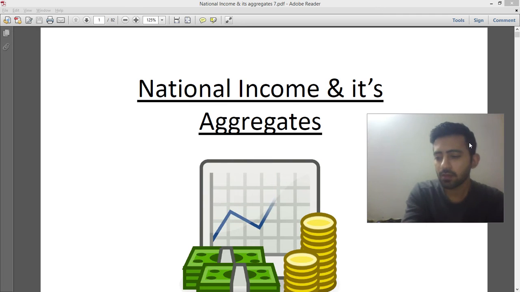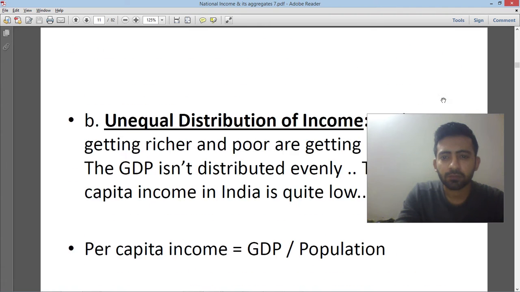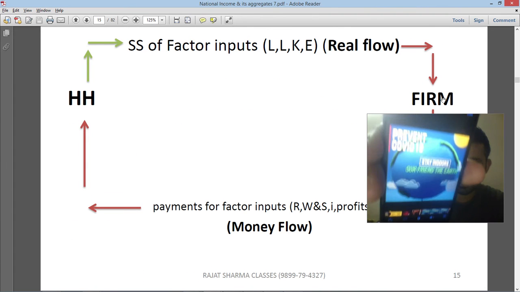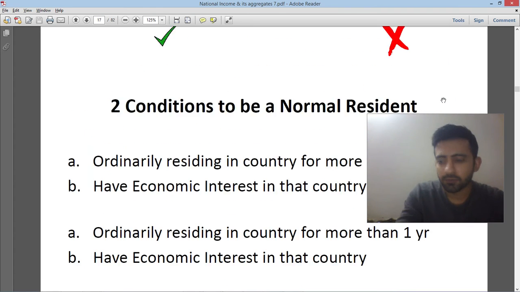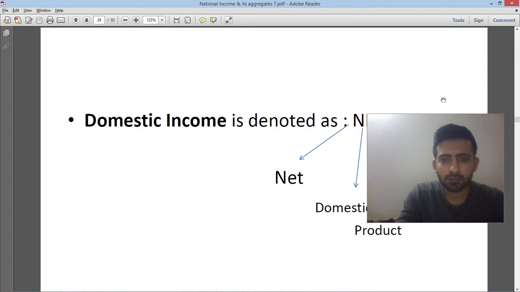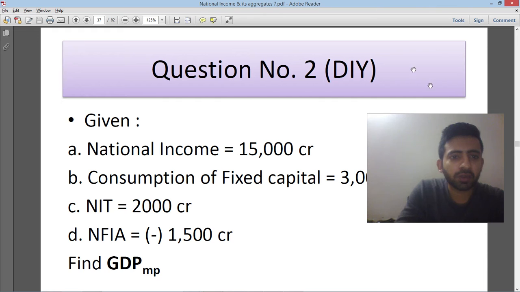Says it's hard to open up. We have covered quite a bit of this. The first method we have covered. Okay, now today we are doing the second method of calculating national income.